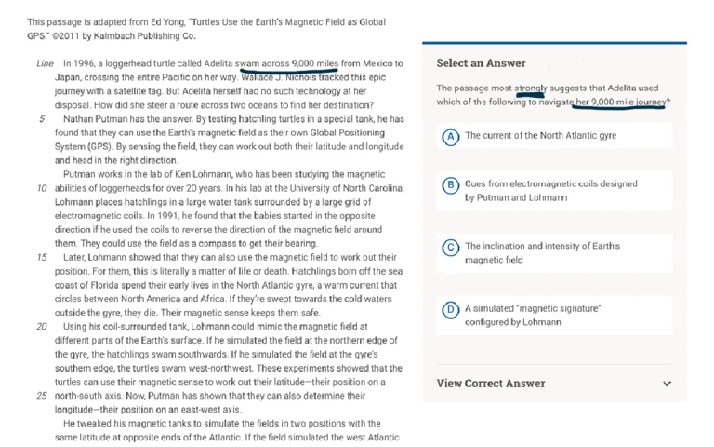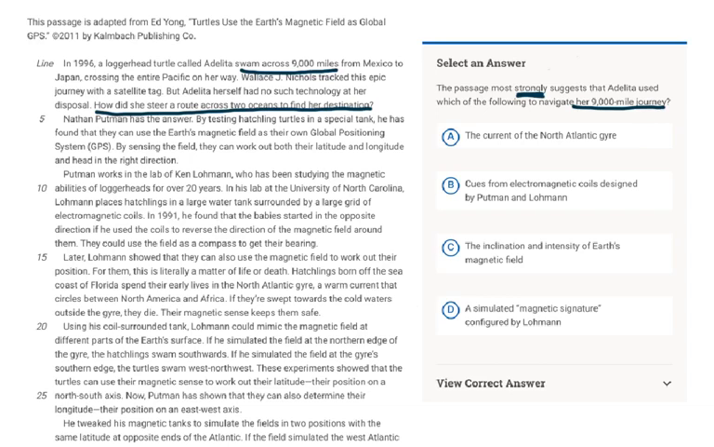Wallace J. Nichols tracked this epic journey with a satellite tag. But Adelita, remember, Adelita is the turtle, the turtle herself had no such technology at her disposal. How did she steer a route across 2 oceans to find her destination? The answer to this question is the answer to our question, right? Let's read the next paragraph.